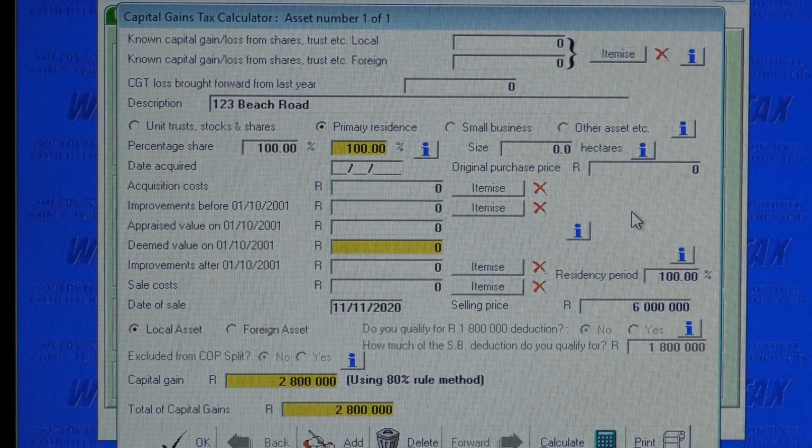In this case, 20% of 6 million is 1.2 million. 6 million less the 1.2 million base cost is 4.8 million profit, less the 2 million rand primary residence exemption means a gain amount of 2.8 million. I want to point out that the 20% 80% rule method is very expensive, and you want to avoid using this method if possible.